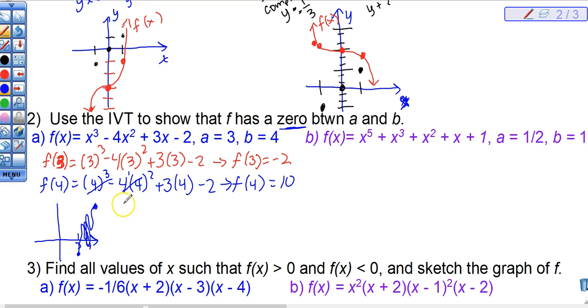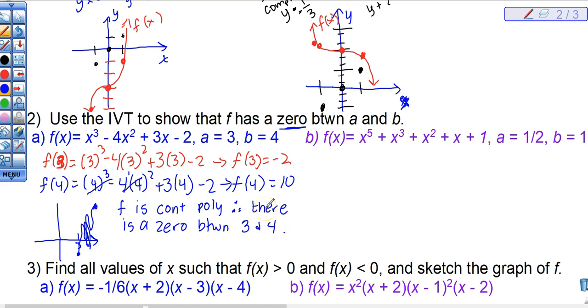So here's what you have to say. First, you have to say that f is a continuous poly. You have to say that because that's the condition for the intermediate value theorem. Therefore, there is a 0 between 3 and 4. And you could be really picky because 3 produced a negative and 4 produced a positive, and there must be a 0 between them. But that's acceptable for me. Okay? All right, next one.